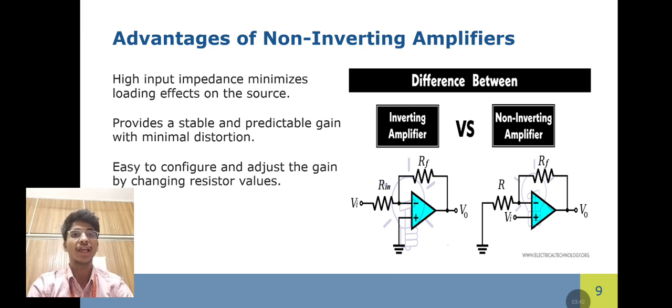Advantages of the non-inverting amplifier. High input impedance minimizes loading effects on the source, it provides a stable and predictable gain with minimal distortion, and it is easy to configure and adjust the gain by changing resistor values. Difference between the inverting amplifier and non-inverting amplifier: the main difference is the way the input voltage is applied, at pin number 3 or 2.